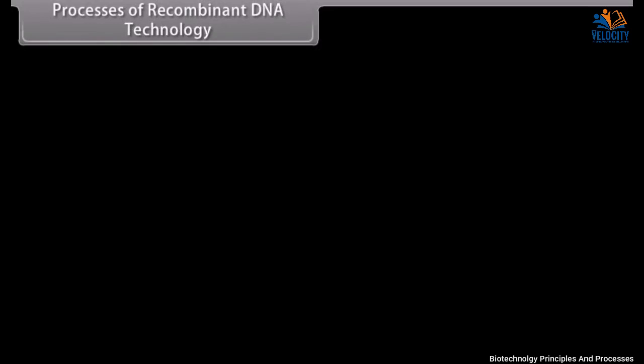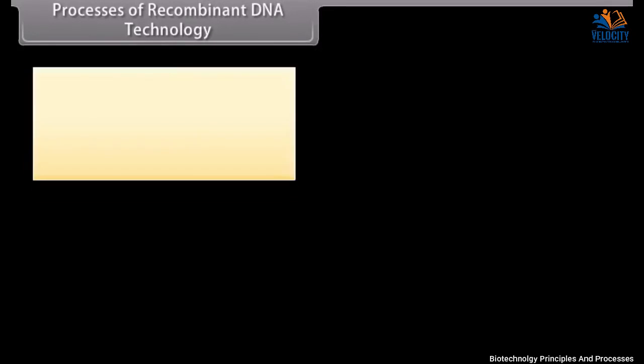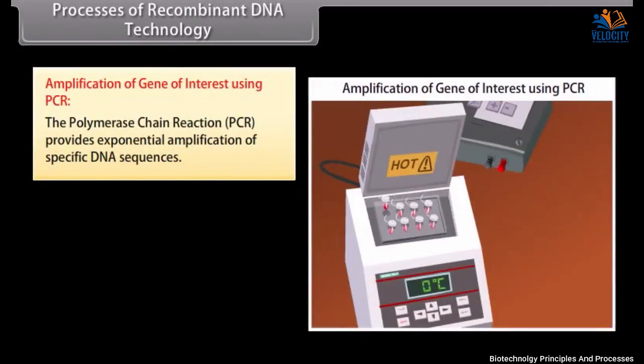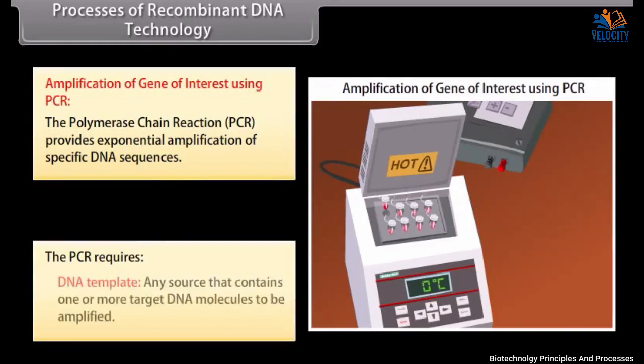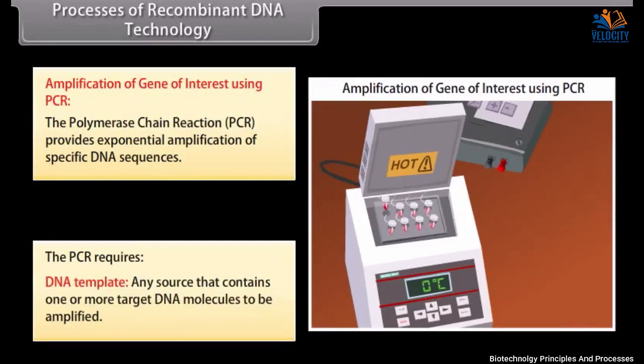Processes of recombinant DNA technology. Amplification of gene of interest using PCR. The polymerase chain reaction, PCR, provides exponential amplification of specific DNA sequences. The PCR requires DNA template, any source that contains one or more target DNA molecules to be amplified.